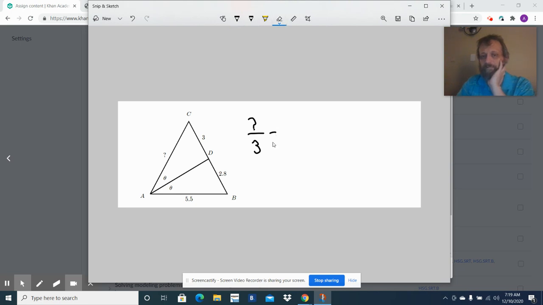I don't want that symbol. The 5.5 should have been on top, and the 2.8 should have been on bottom. Now again, I'm going to multiply by my denominators, 3 and 2.8. So I'm going to get 2.8 times question mark equals 3 times 5.5.